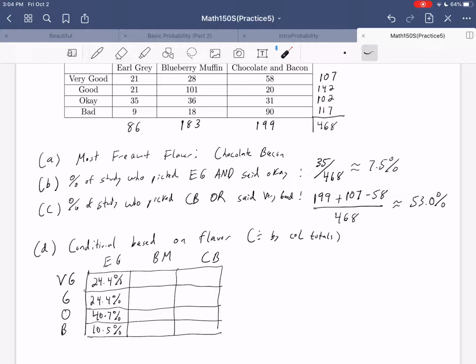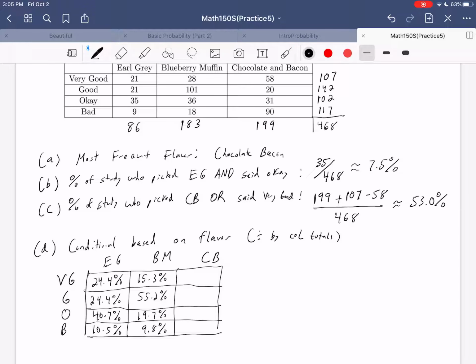All right, let's go ahead and do the blueberry muffin one, where we'll divide everything by 183. So 28 divided by 183 should give us 15.3%. 101 divided by 183, 55.2%. 36 divided by 183 should give us 19.7%. And then 18 divided by 183 looks like we should have 9.8%. So once again, this gives us sort of the review breakdown for this blueberry muffin flavor. 15% said very good, 55% said good, 19.7% said okay, and 9.8% said it was bad.